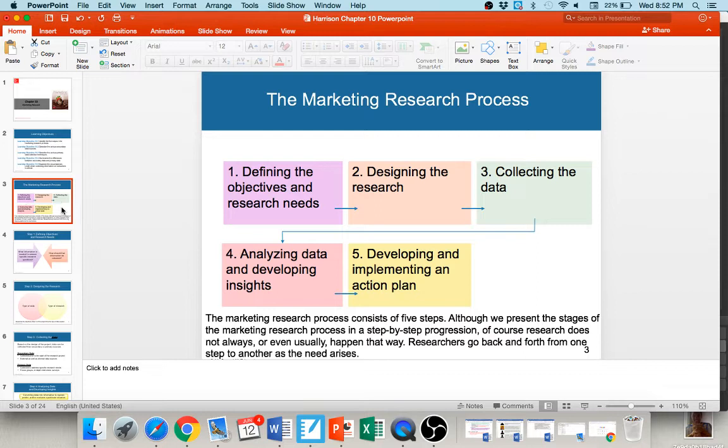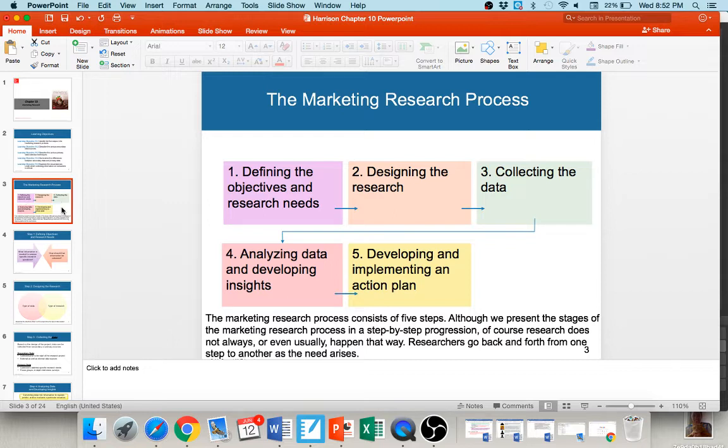But I do want to quickly comment before we go through each of these that your book proposes this as a progression from step one to step two, step three, all the way to step five. But if you've ever done research, you probably know that it doesn't always or even usually happen that way. Researchers do go back and forth from one step to another just as the need arises. So keep that in mind as we look at these.